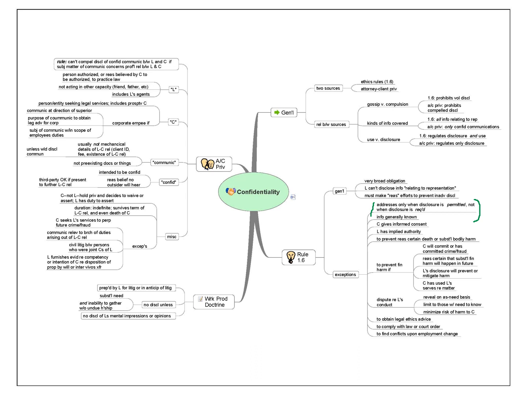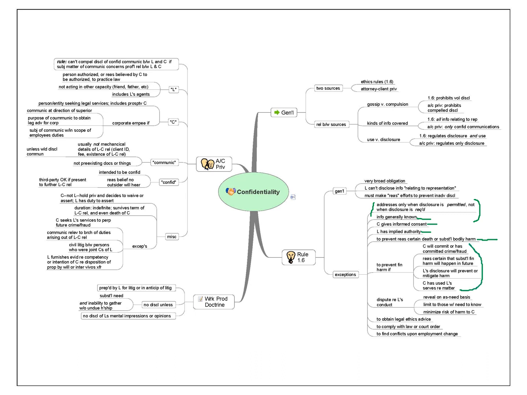First of all, a lawyer can disclose information if it's generally known, if the client gives informed consent, if the lawyer has implied authority, like for example, the lawyer's got implied authority to go talk about his cases to try to settle them, for example. Lawyer can disclose information to prevent reasonably certain death or substantial bodily harm.